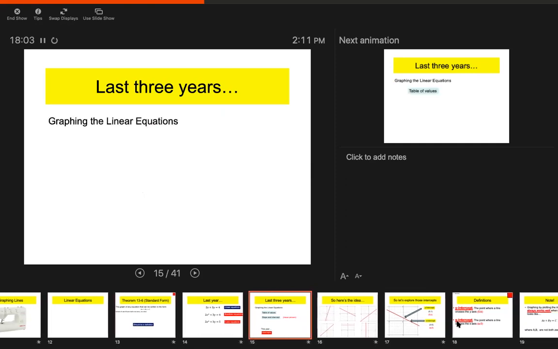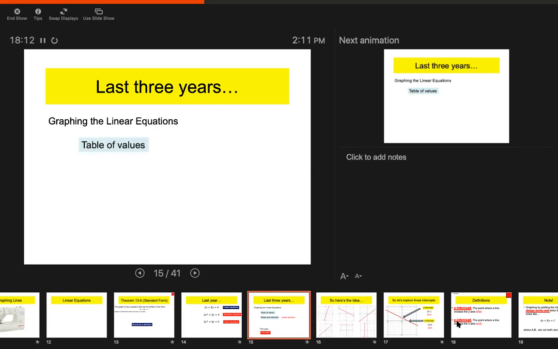In the last 3 years, you've graphed both in pre-algebra and algebra 1, and now in geometry. You graph linear equations, right? And we had 2 ways of doing it. We had the table of values. I call it the table of pain. Do you remember doing those at all? Yes. Okay. The second way, which was what you were introduced to last year, was slope-intercept form.